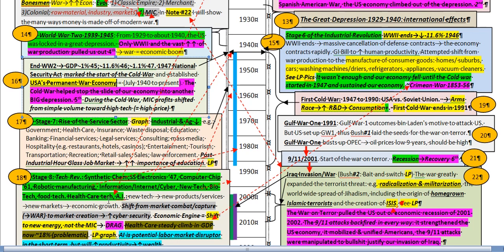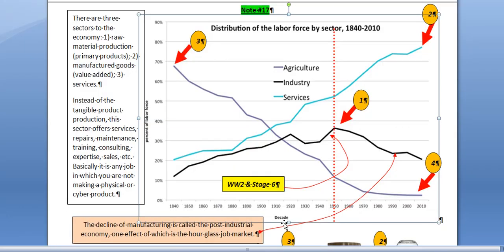And last thing I say is the decline of manufacturing led to the post-industrial hourglass job market. We'll talk about this in a second. All right, so three sectors of the economy shown here. They divide up in agriculture, industry, and services. Going back to 1840, and this goes up to 2010. I imagine the trend is continuing somewhat.